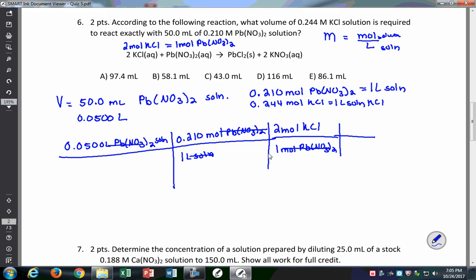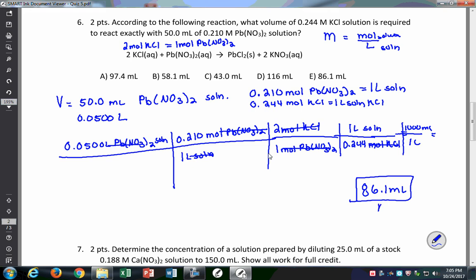So remember, your molarity is your relationship. I want my moles of KCl on the bottom so they can cancel out, and that gives me my liters of solution. So when I figure this out, this will give me my answer in liters. I want it in milliliters because that's what it's asking. You can do this separately after. But when I figure that out, it's 86.1 milliliters of my KCl solution. That will give me enough moles to completely react with the 50 milliliters I took out of my Pb(NO3)2 solution.